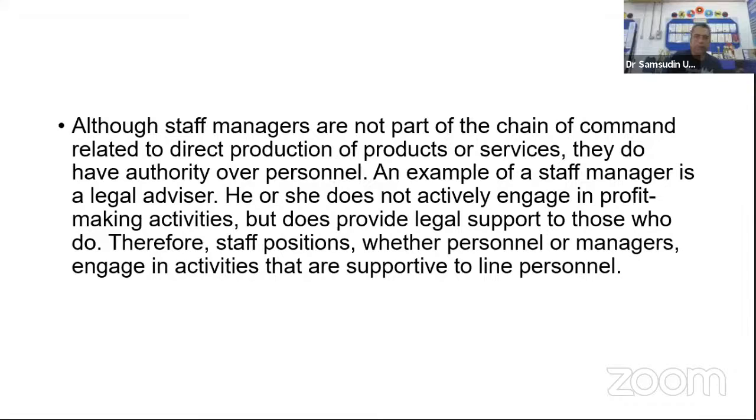the support. If they are only happy with what they are doing and are not focused on the line function, of course they are declining their role as supportive staff to the line function. Yeah?